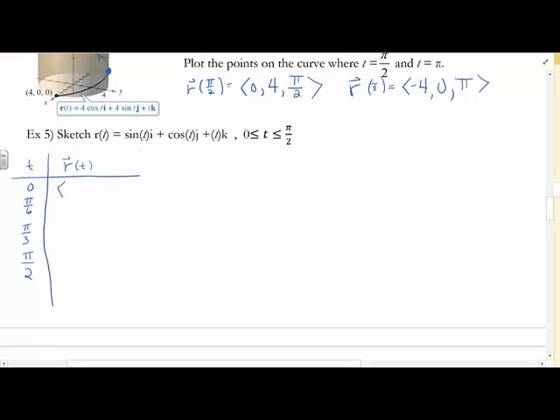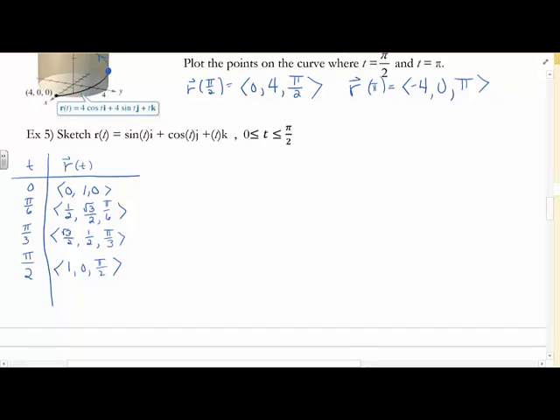So at 0, I have sine 0, cos 0, 0, which is going to be 0, 1, 0. And pi over 6 is like 30 degrees, so that's going to be 1/2, root 3 over 2, pi over 6. Pi over 3 is like 60 degrees, so root 3 over 2, 1/2, and pi over 3. And at pi over 2, I'd have 1, 0, pi over 2.